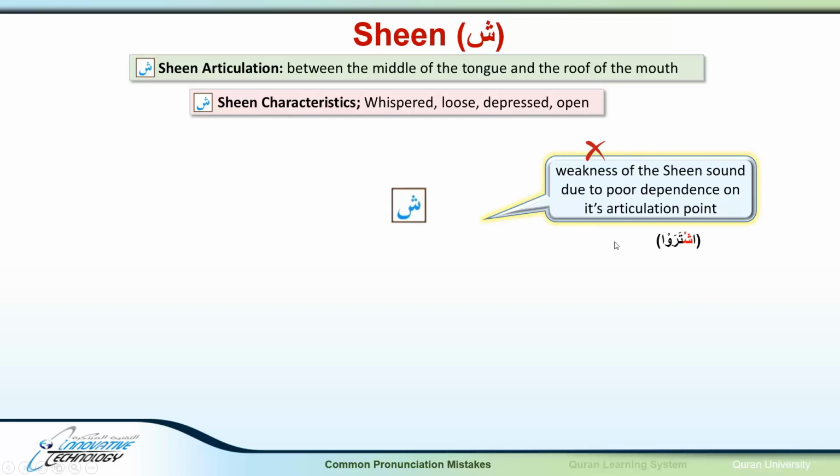اشتروا اشتروا. So we barely can hear the sheen. And the right way of pronouncing it is اشتروا. So we need to make sure to pronounce the sheen clear enough.